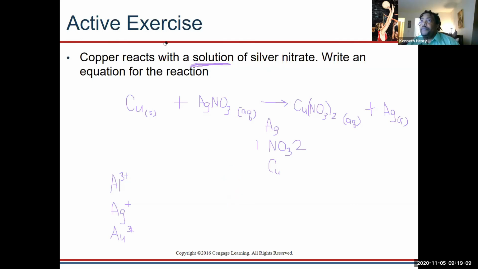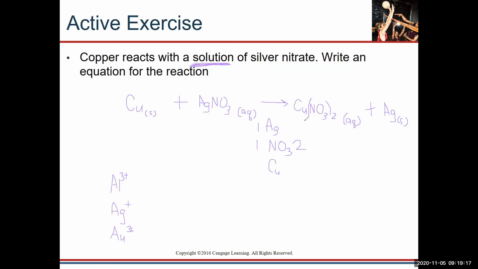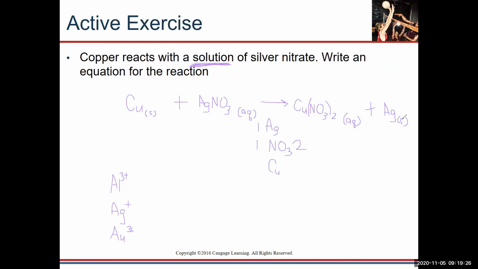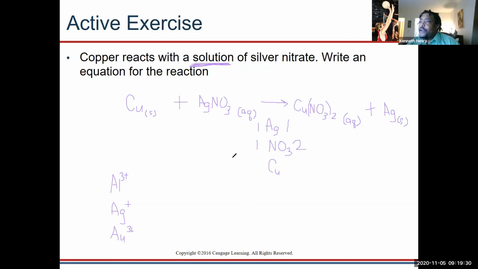Okay, so tell me, how many silvers do I have on my reactant side? 1. And on my product side? 5 silver? Oh, 1, sorry. Yeah, that's an S. Sorry about the horrible handwriting. That's an S, so that's 1. Okay, copper? That's an S too. 1. And on my product side?